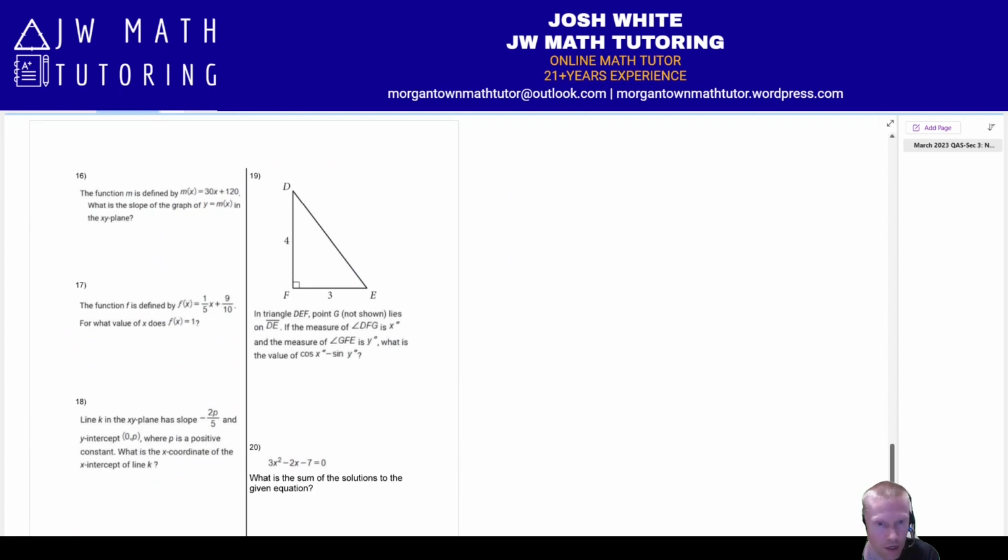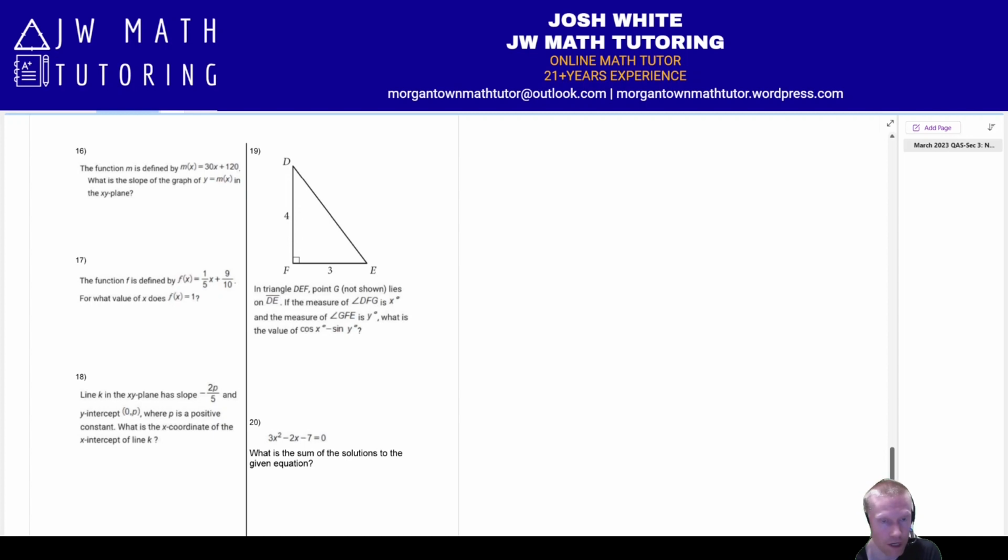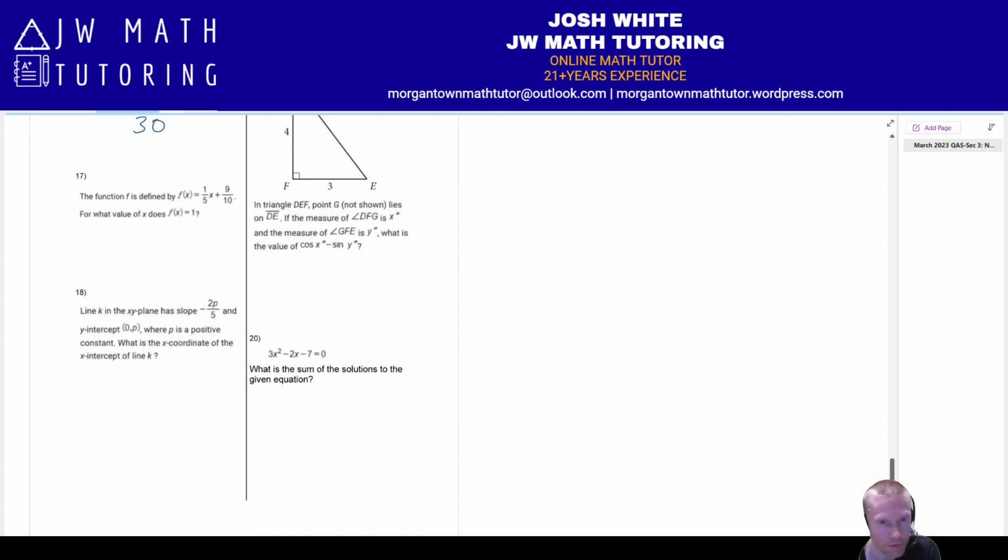All right, now moving on to the grid-in questions, basically the free response. The first one, what is the slope of this function? Notice it's in slope-intercept form, y equals mx plus b, so m is obviously just 30. Correct answer is 30. That's it. Just grid it in. No other work to do.